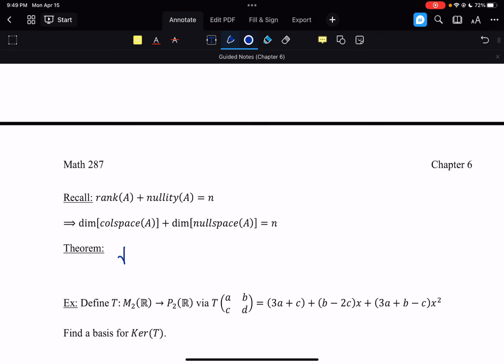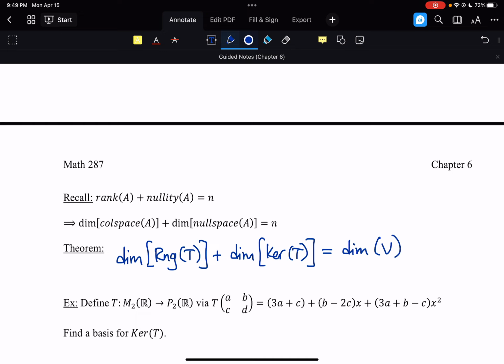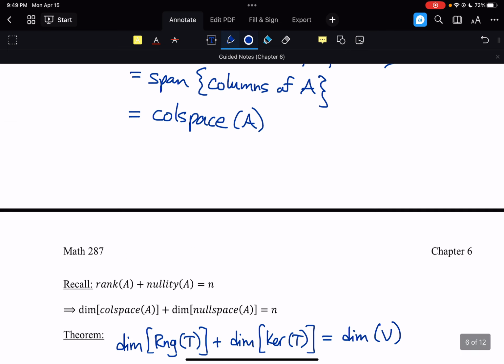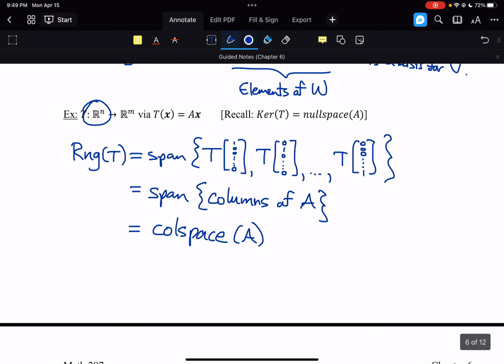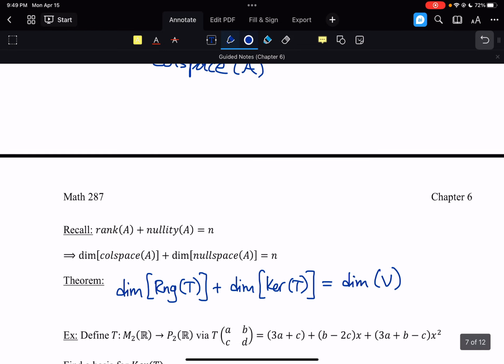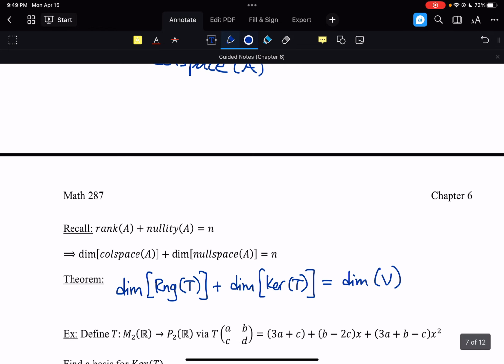So the new theorem that we have here is that the dimension of the range of T plus the dimension of the kernel of T equals... I shouldn't say n, because n is the dimension of V. That's the input vector space. Because remember, we go from Rn to Rm. Back up here, the dimension of the input vector space is n. So the dimension of the range plus the dimension of the kernel equals the dimension of V.